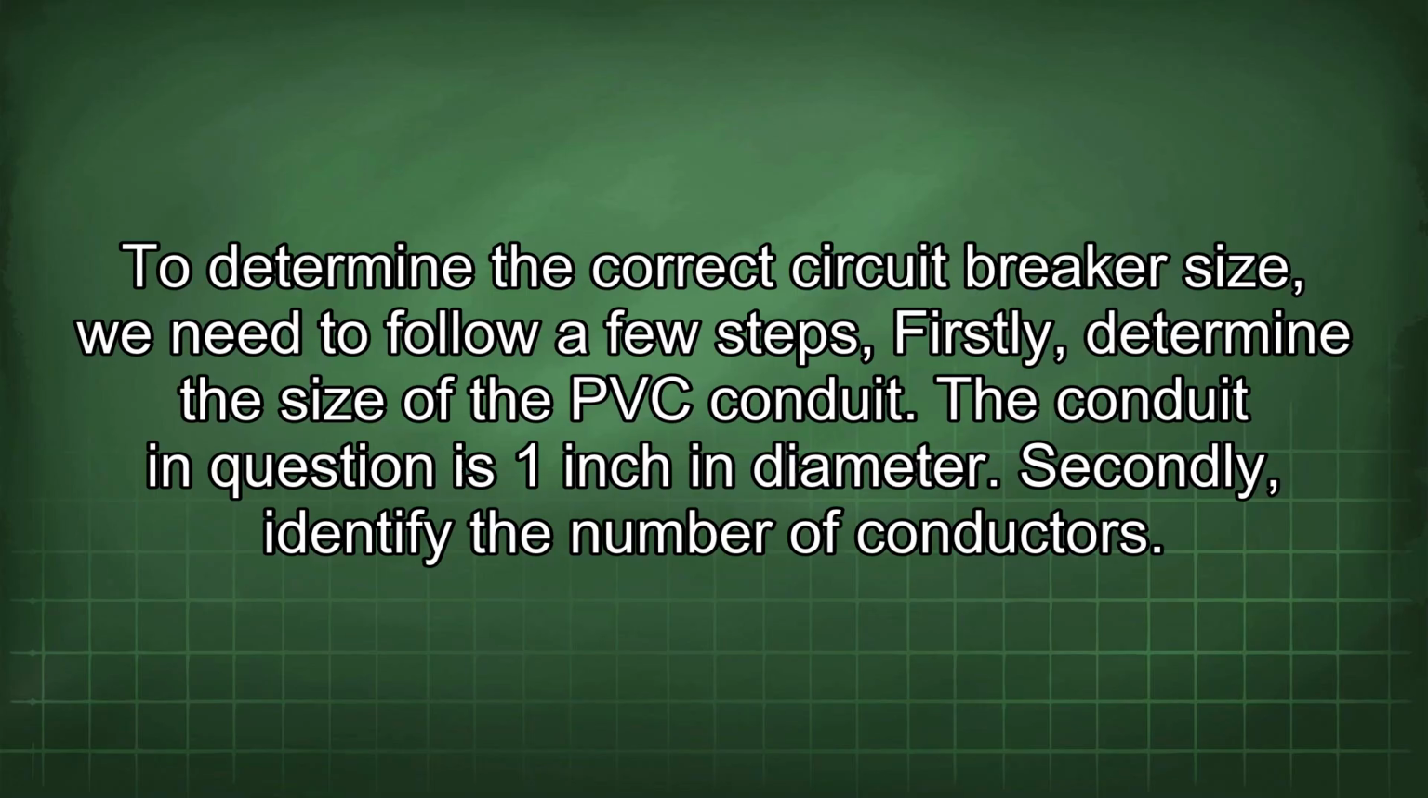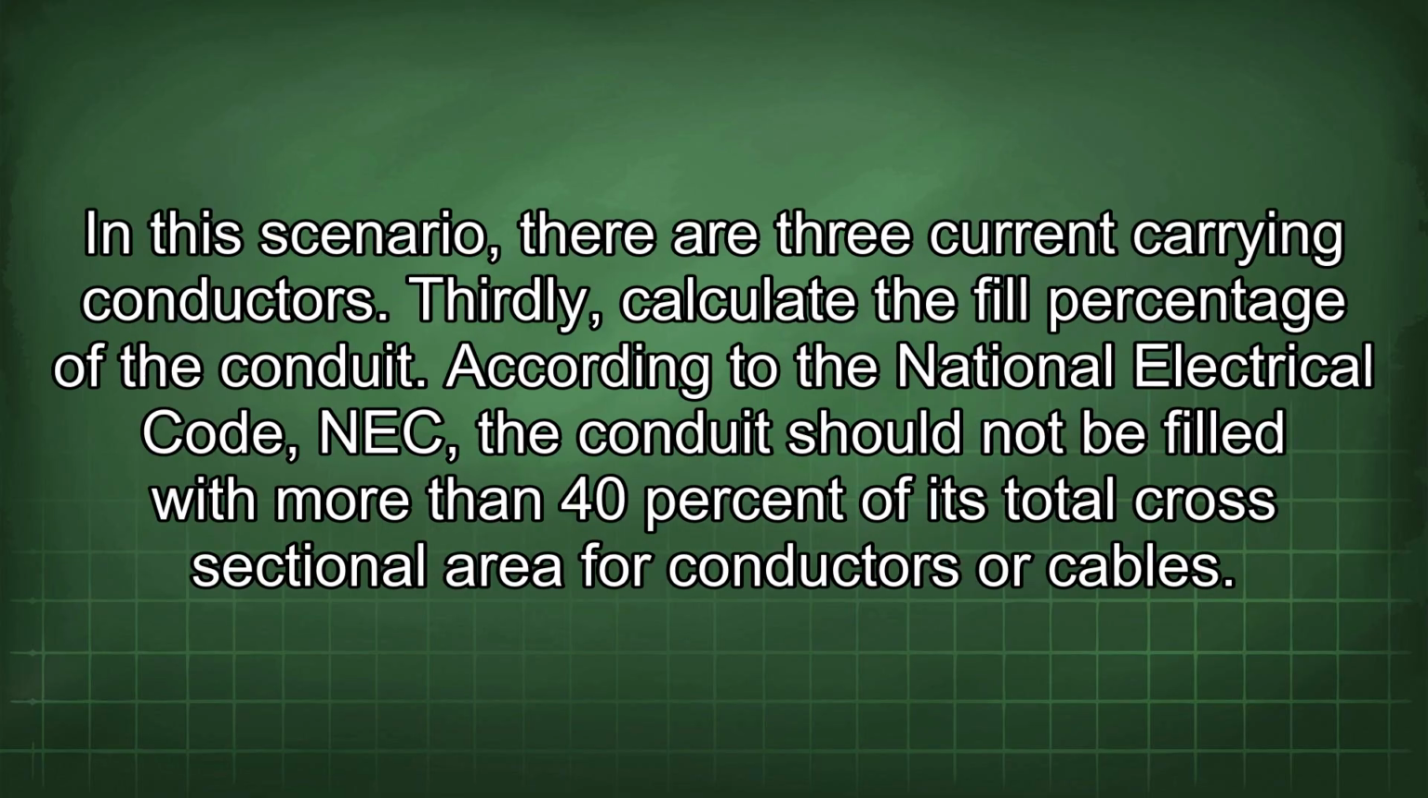To determine the correct circuit breaker size, we need to follow a few steps. Firstly, determine the size of the PVC conduit. The conduit in question is 1 inch in diameter. Secondly, identify the number of conductors. In this scenario, there are 3 current carrying conductors.